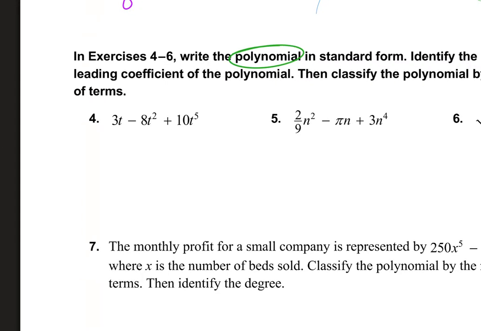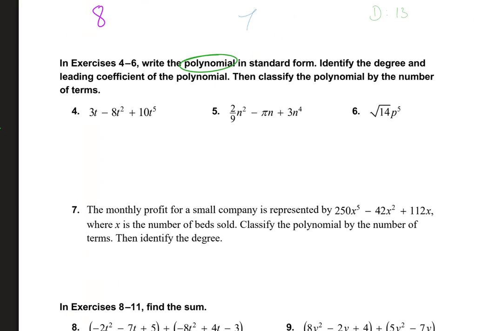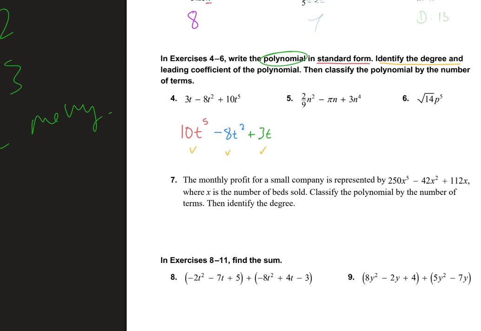Okay. So what we're going to do is we want to write it first in standard form. Standard form is going to look like this. The biggest degree term gets written first, then the next biggest degree term, and it just goes down from there. So this guy had a degree of 5, so he's biggest, then 2, then 1. So we did that, and now we are supposed to identify the degree. The degree is 5.